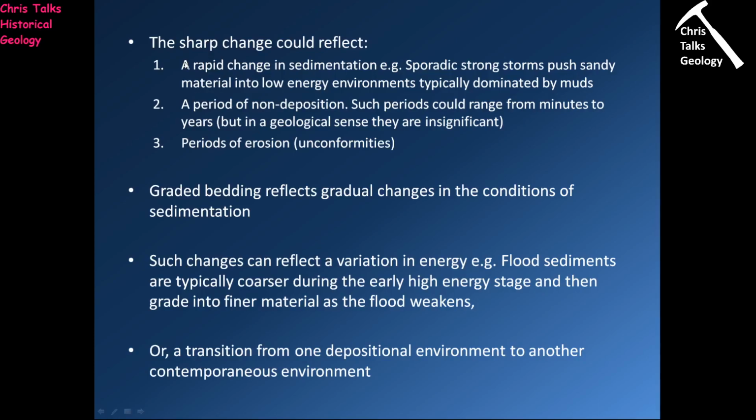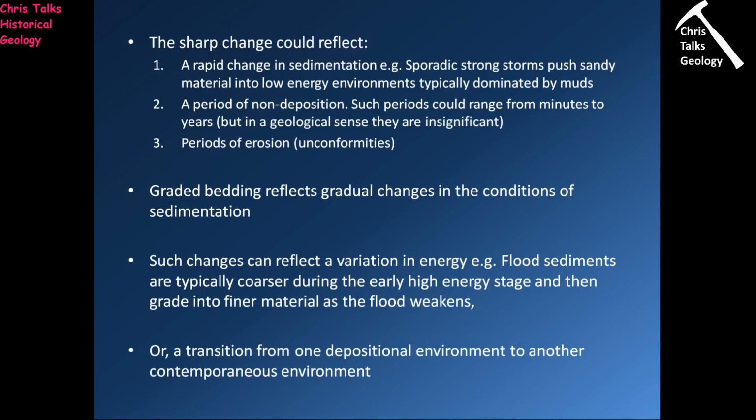So when we have these sharp boundaries, it can reflect a few things. Number one, it could reflect a rapid change in sedimentation. So for instance, let's say we're off the coast, underwater, but the environment's quite stable. Well, that's an environment that's quite low energy. We might have lots of muds being deposited. So we might be in a marine mud-dominated environment.